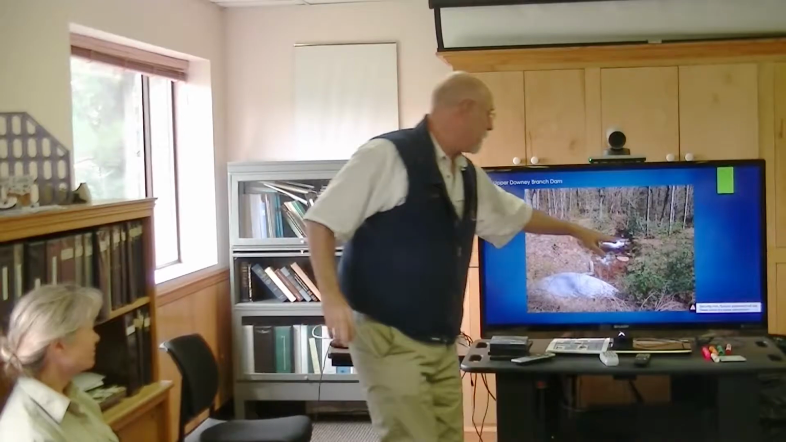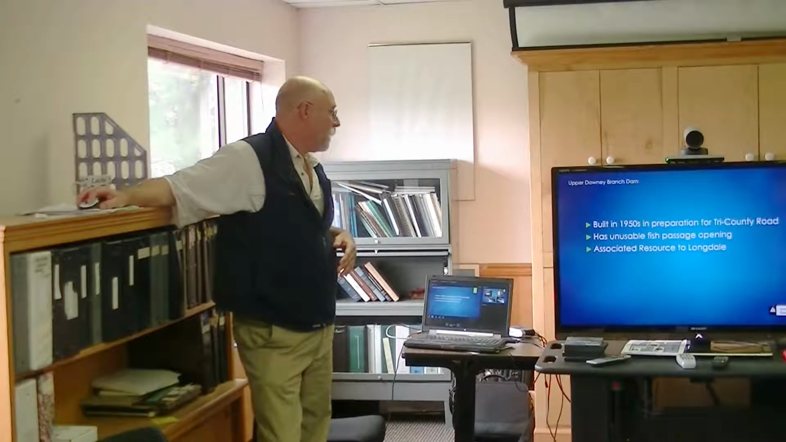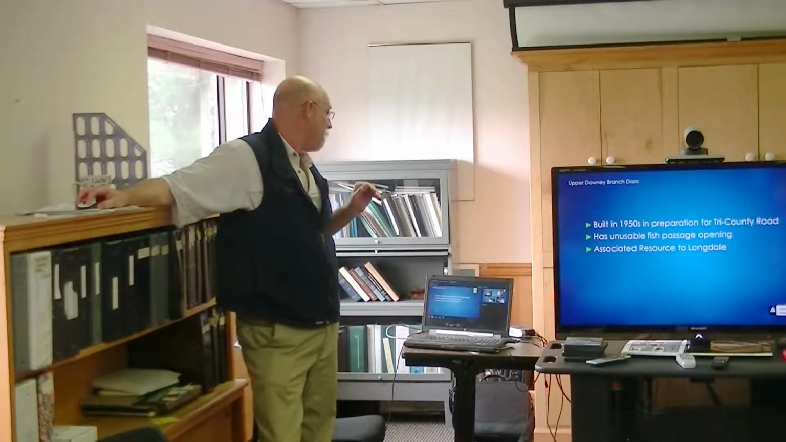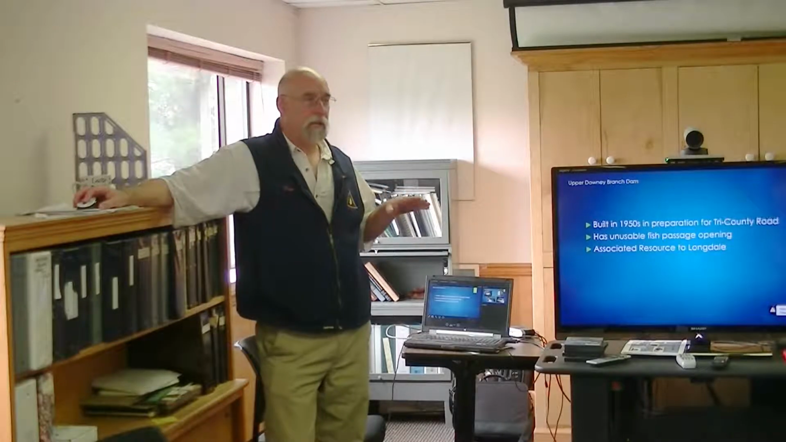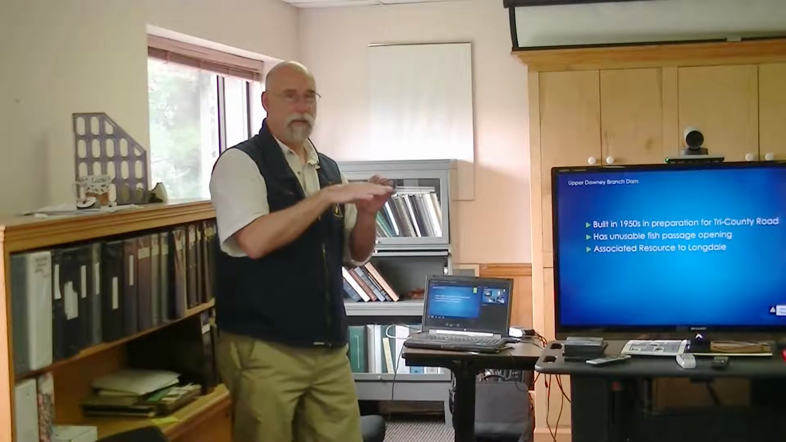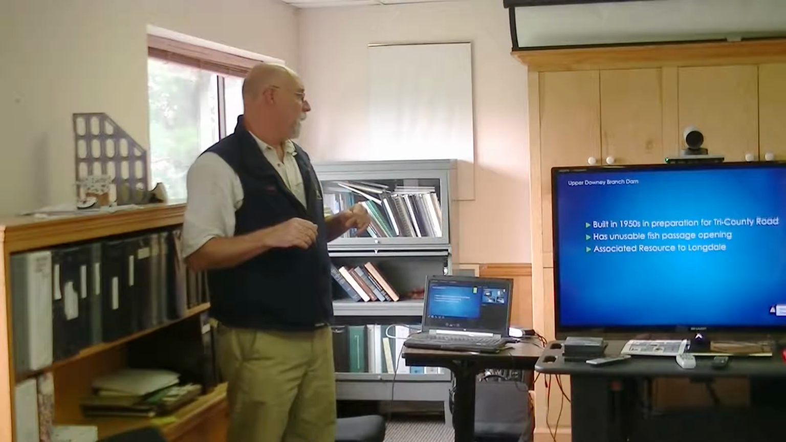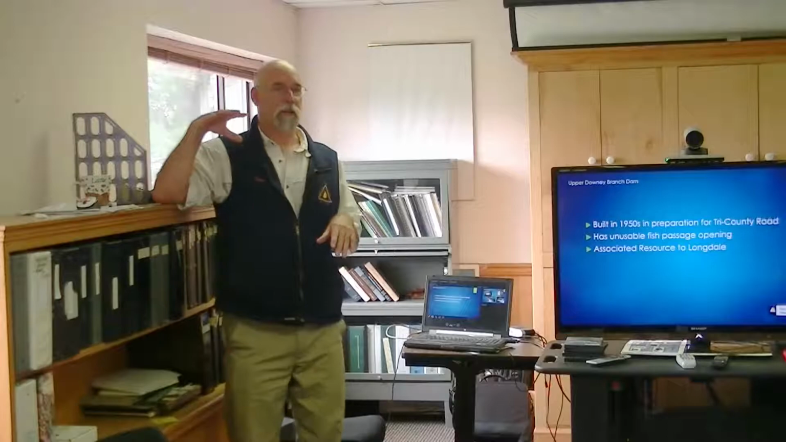But this picture right here is this upper little dam. I'll show you some more pictures of it. How long has that dam been in there? This is what they found, or what Dan found, that it was built in the 1950s. It has an unusable fish passage. If you look at it more closely, there's like a tube or a hole in there that's just blocked up, but I think they had originally put that to try to let fish through. It probably had a door or something so that you could, I'm not quite sure about that. But it's associated with the resources of Longdale. So it is part of that whole Longdale system.